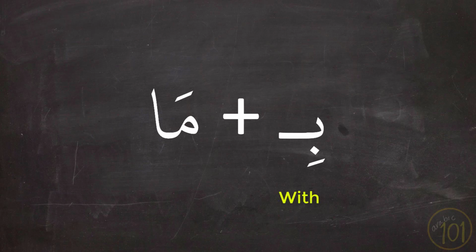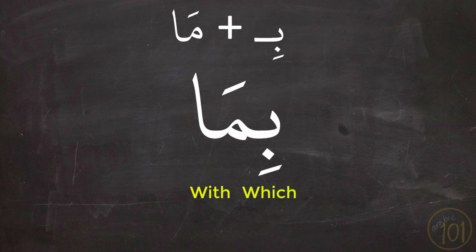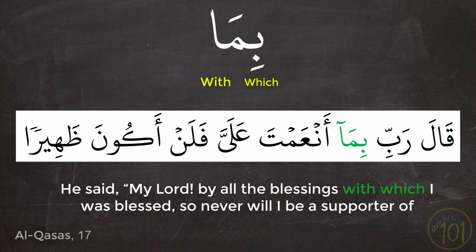The first combination is bi when it is added to ma. Bi means with, and when they are added together we will have bima, and it therefore means with which, like in this example. قال رب بما أنعمت علي فلن أكون ظهيرا.